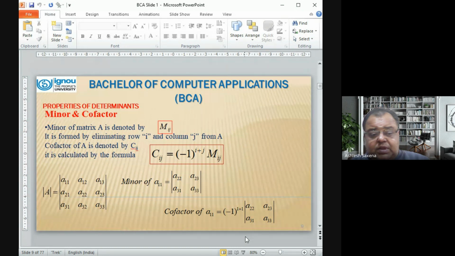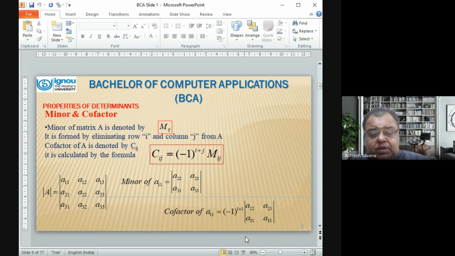Now we will be talking about properties of determinant. First one is minor and cofactor. There is a minor difference between these. Minor of matrix A is written as Mij. Don't change the order. Don't change the notation. Otherwise, it will be a problem for you to understand and to recall it.